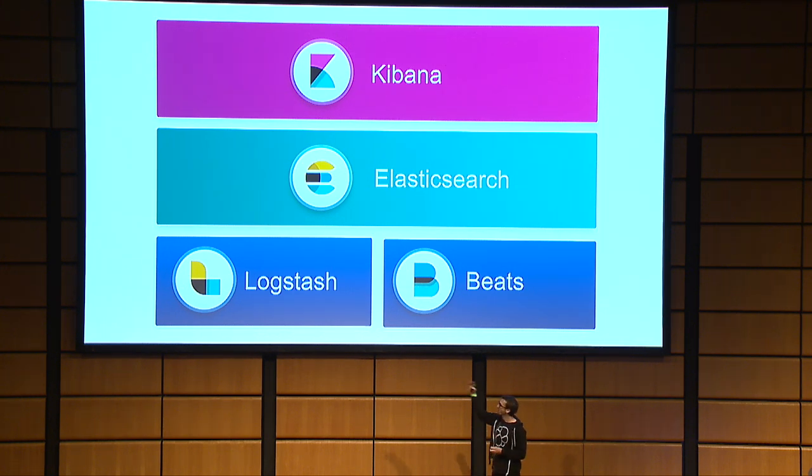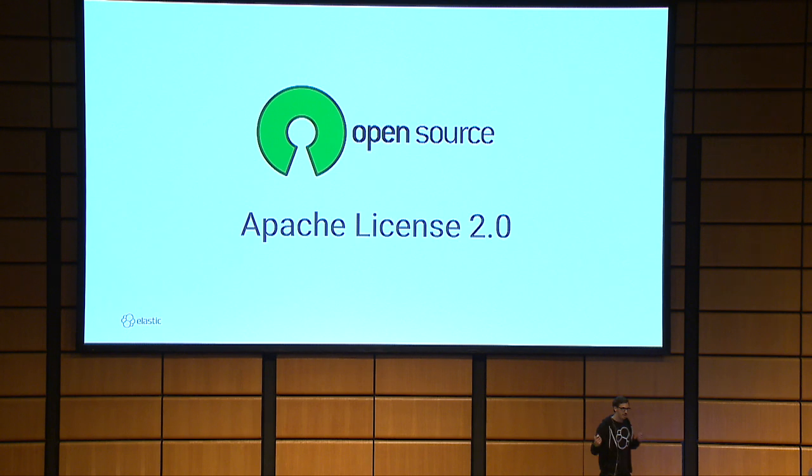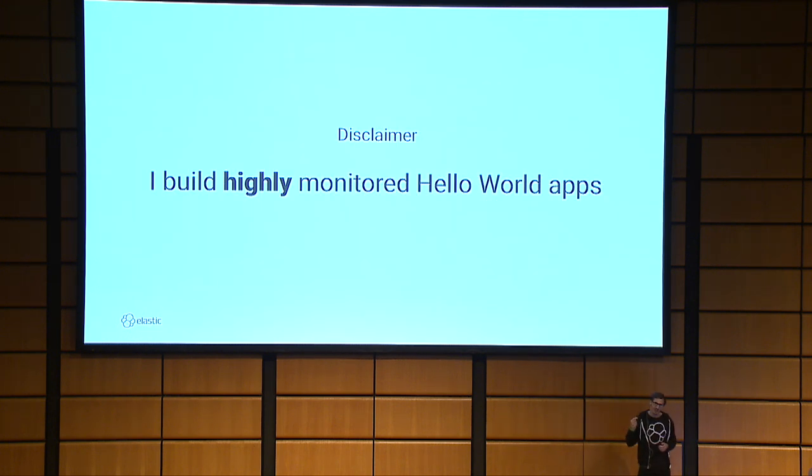We also have Logstash for parsing data and enriching it. Then we have Elasticsearch to store your data, and Kibana on top of that to visualize what is going on. All of that, what I'm showing you today, is Apache 2 licensed, so you can just use it for free, and you're good to go. So I built highly monitored Hello World applications, and we'll take a look at one of these highly monitored or logged Hello World applications today.